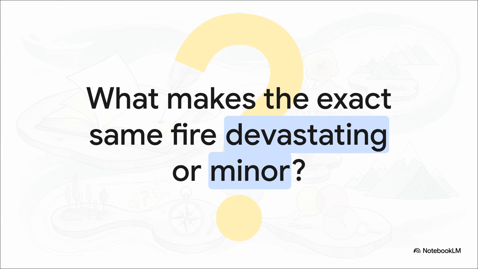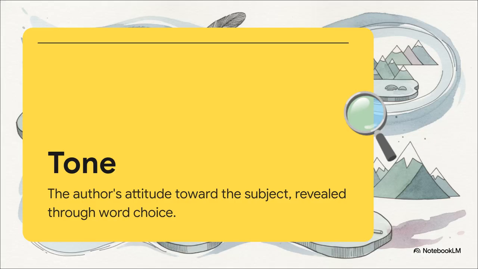So, what literary force is changing the entire reality of these two letters? The answer is tone. Tone is simply the author's personal attitude toward the subject, and it's revealed entirely through their deliberate word choice. The mayor's tone is grief-stricken, right? While the rival's tone is totally dismissive. Understanding tone means you get the emotional relationship the writer has with the information they're giving you. It's an absolutely crucial skill.